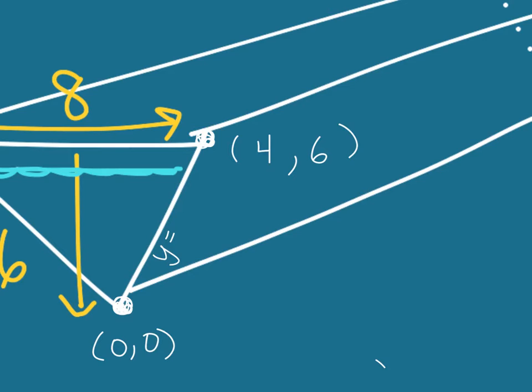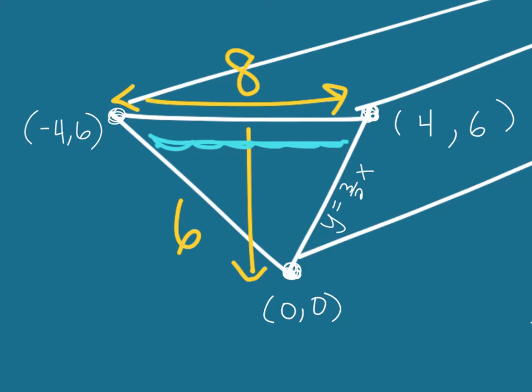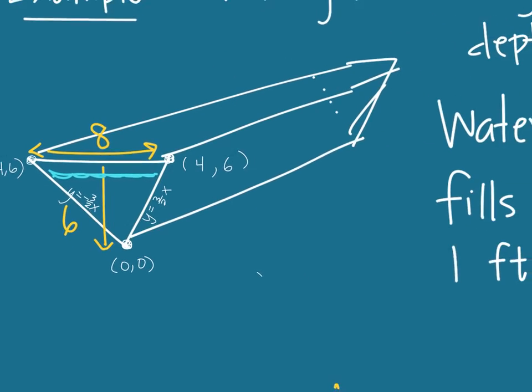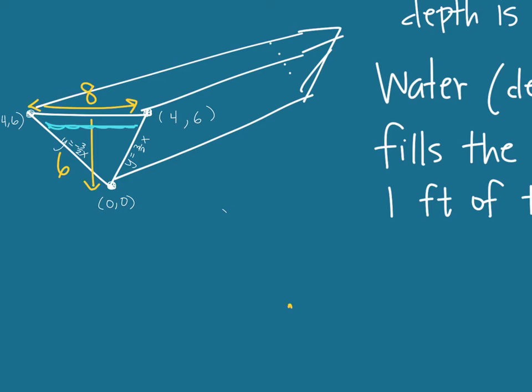Okay, y equals 3 over 2 x, right? That's the equation that expresses that side. And what about the other side? Y equals negative 3 over 2x. So now what's the cross-sectional area going across from one side of the edge to the other side of the edge?